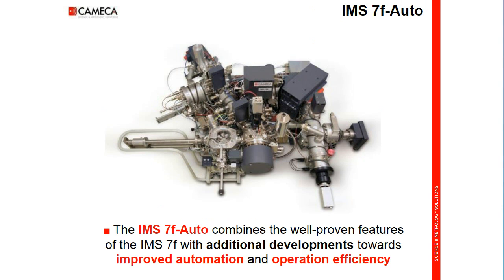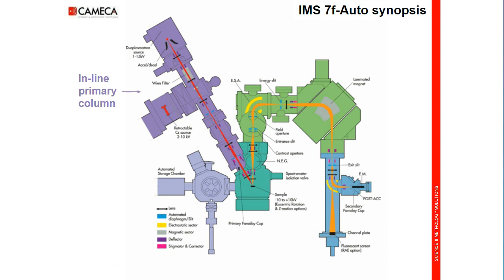The IMS7FO2 combines the field-proven instrumental advantages of the IMS7F with additional developments towards improved automation and operation efficiency. The IMS7FO2 is equipped with a redesigned inline primary column, allowing easier operation and faster primary beam tuning. A source chamber allows simultaneous mounting of both the dual plasmatron, which is the oxygen source, and the cesium microbeam ion source.